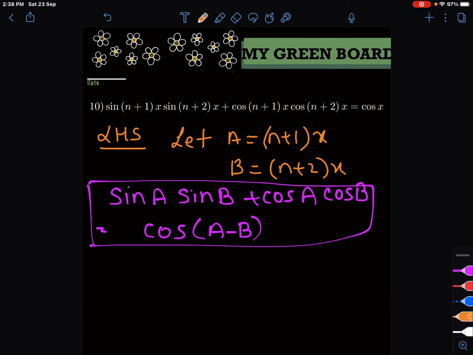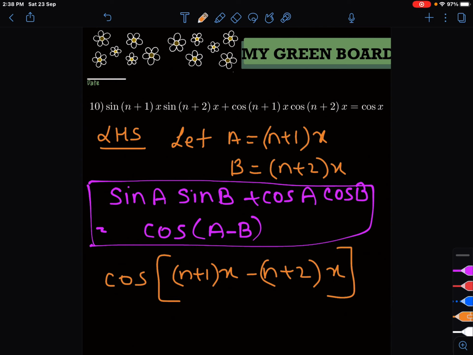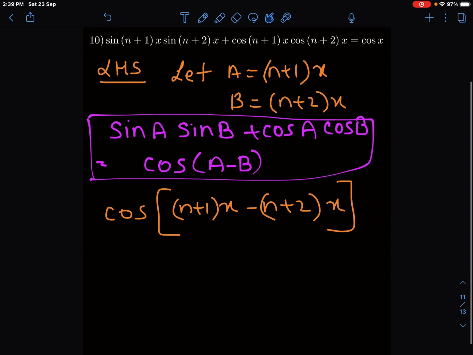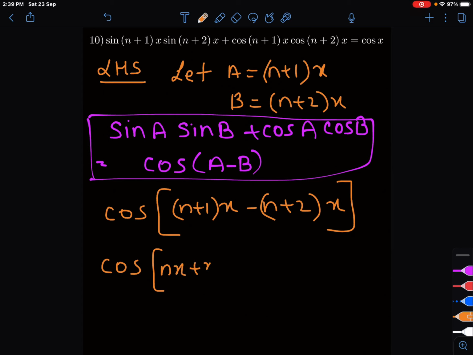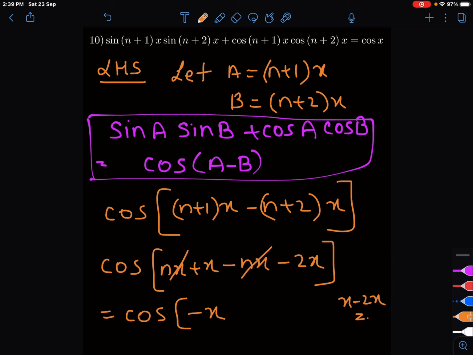Instead of cos of A minus B, we are just going to put the values of A and B. So the value of A is (n plus 1) into x, minus (n plus 2) into x. Got it? Now after putting these values, we can just cancel out. Take out the bracket: nx plus x minus nx minus 2x. Now nx and nx will get cancelled. Now what we are getting is cos of minus x, since x minus 2x is minus x.